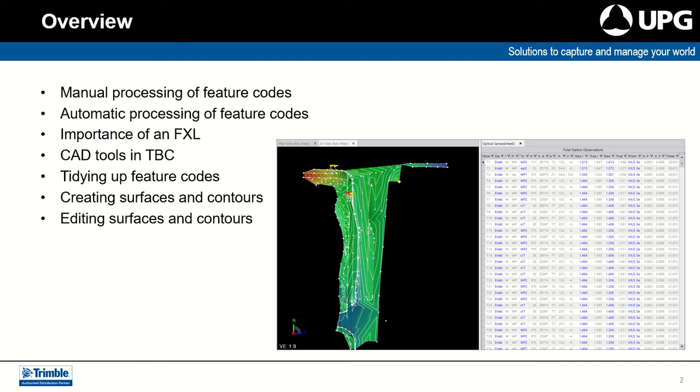Once the feature codes have been processed, we will use CAD tools to edit those codes if there are any edits that need to be made to tidy them up. Finally, in this video, we're going to look at creating surfaces and contours, as well as some of the tools with regards to editing these generated items.